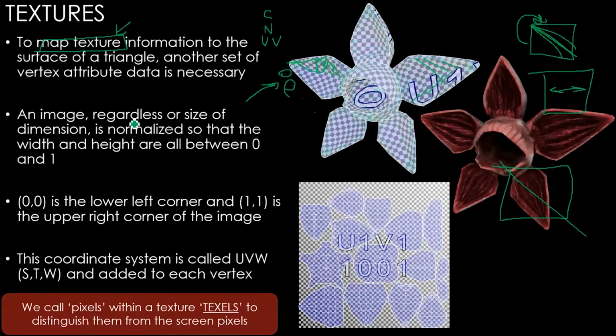An image, regardless of the size. So I don't care if you give me a 1x1 image or a million by a million image. In terms of computer graphics, this is always 0 to 1, okay? That is 0, 0 in the lower left-hand corner to 1, 1 in the upper right-hand corner. We normalize almost everything in computer graphics because it becomes so much easier to work with, right? You never know what the size of an image might be.